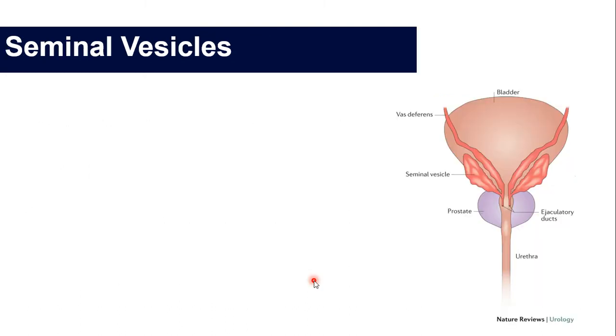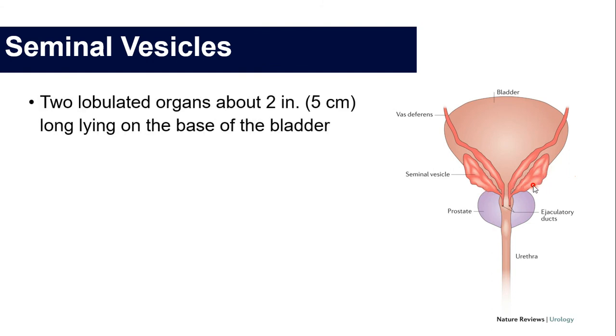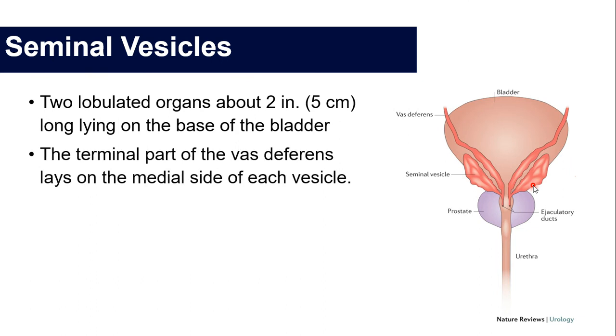Next, we have the seminal vesicles. The seminal vesicles are two lobulated organs about 2 inches or 5 centimeters long, lying on the base of the bladder. So if this is the base of the bladder, these are the seminal vesicles, one on the right and one on the left. The terminal part of the vas deferens lies on the medial side of each vesicle. So again, this is the terminal part of the vas deferens. They lie at the side of each seminal vesicle.